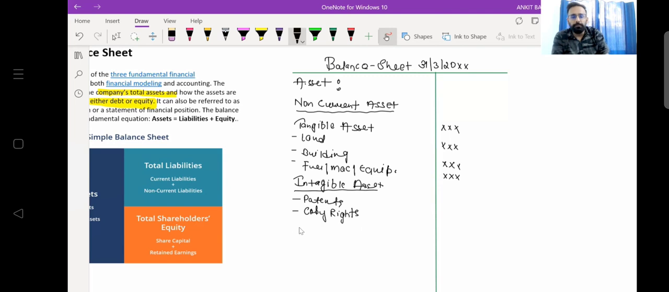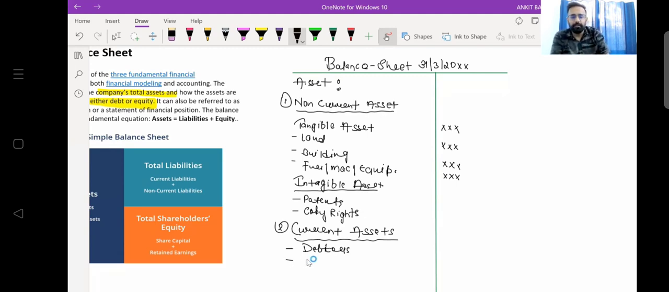After that, what does the company do? The company records its current assets. So the first category is non-current assets and the second category is current assets. Now you might be thinking, what is the difference between current and non-current assets? I will discuss the difference in the coming lecture. In current assets, we will be recording debtors. Now you might be thinking, what is the meaning of debtors? In detail, we will discuss it in the next lecture.